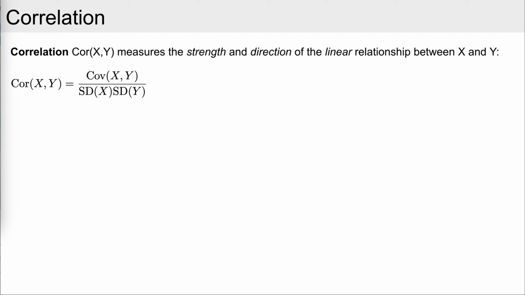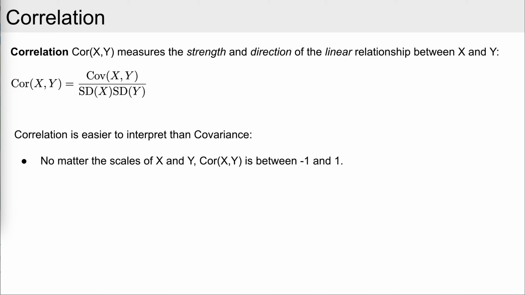To this end, the correlation of x and y measures the strength and direction of a linear relationship between x and y. It's calculated by dividing the covariance of x and y by the standard deviations of x and y. Scaling the covariance relative to the scales of x and y makes the correlation easier to interpret than covariance. Mainly, no matter the scales of x and y, the correlation is always between -1 and 1.